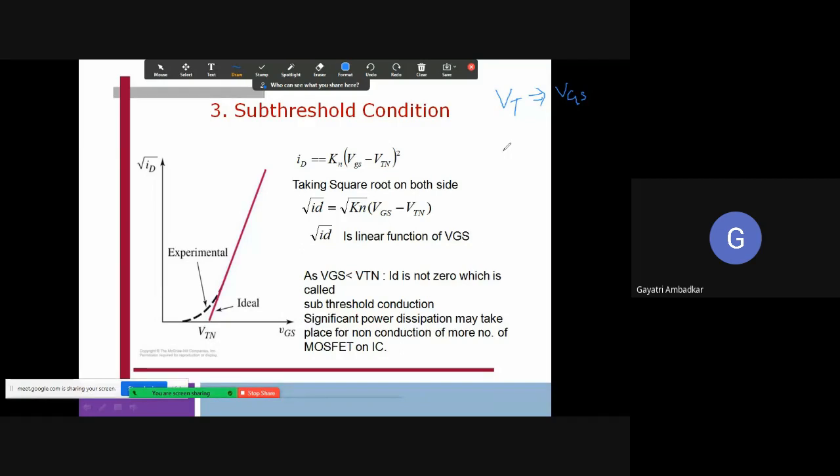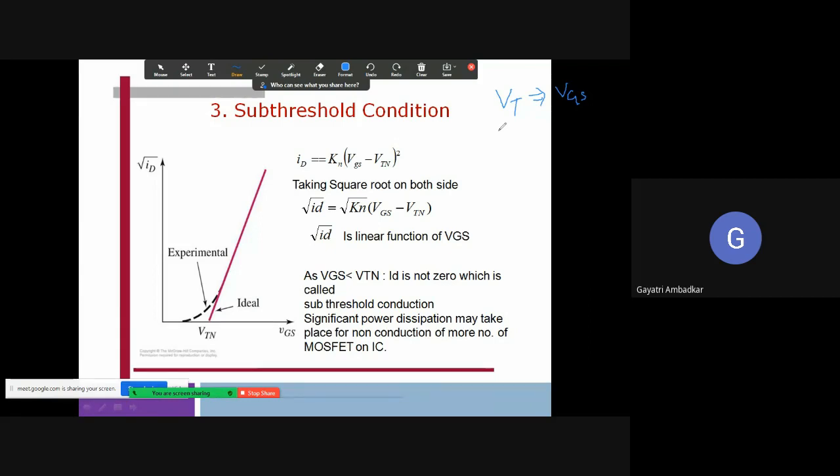The value of VT is given to you. Let's say VT is 3 volt. It means when you apply a value of VGS equal to 3 volt, only then will your MOSFET start conducting, and before that, for any value less than 3 volt, the MOSFET will not start conducting. Got it? This is the meaning.